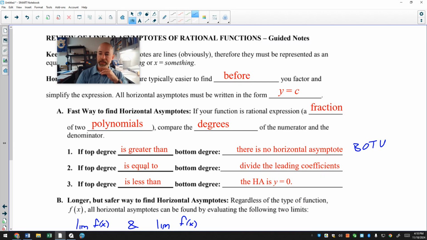horizontal asymptote. If the top is equal to the bottom, or you could say the bottom equals top, then you divide the coefficients. So if the bottom is equal to the top, you can divide the coefficients. And if the top is less than the bottom, or you could think of that as bigger on bottom, you have a horizontal asymptote of 0. And so the way my students say that is Botu, Betsy, and Bobo, or Betsy, Botu, and Bobu. I don't know how you want to say that.